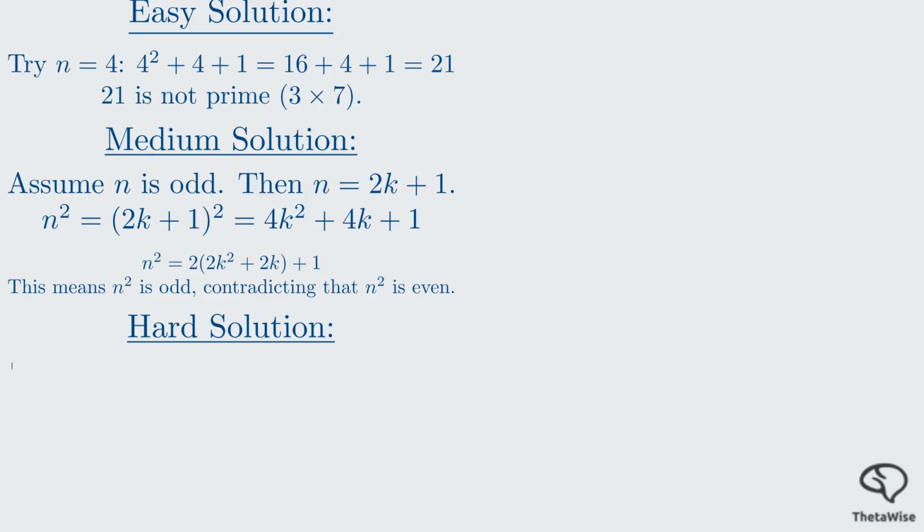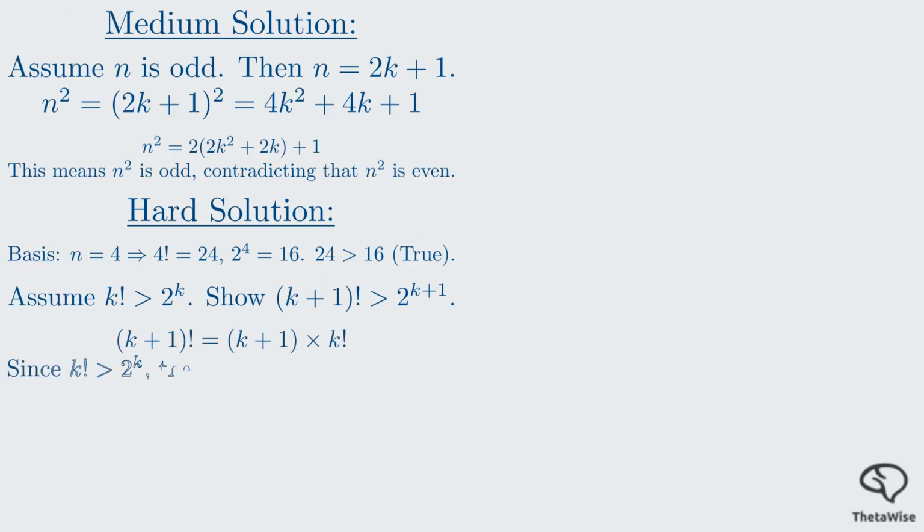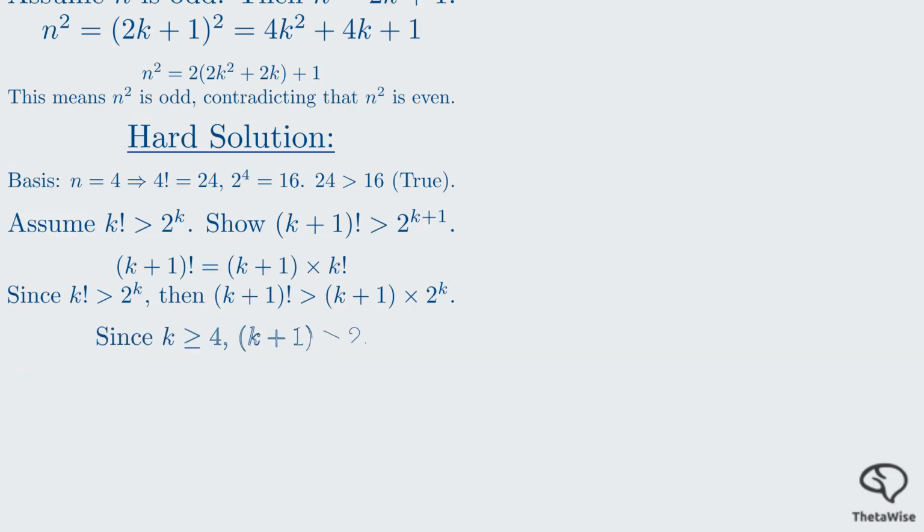For the hard question, our basis step starts at n equals 4. In the inductive step, we use the property that k plus 1 is definitely greater than 2 to complete the inequality.